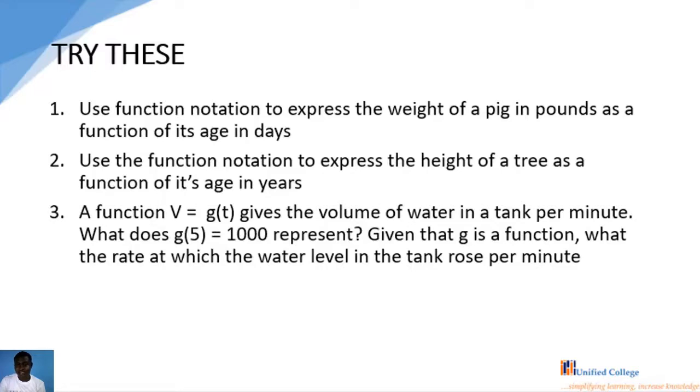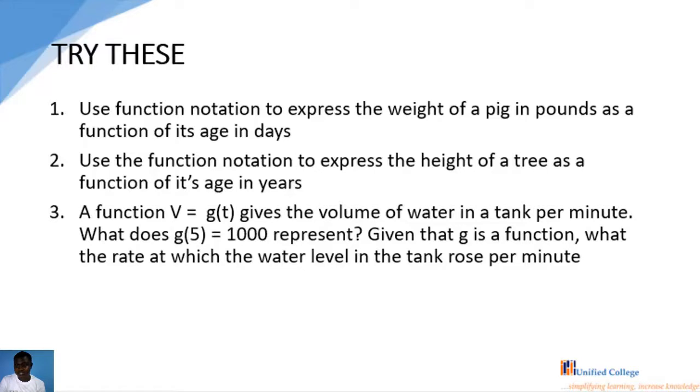Also, number 3, I added some little extension to number 3 to make you stretch the brain a little. The question says a function V equals G of t gives the volume of water in the tank per minute. What does G of 5 equals 1000 represent? I believe this first question is covered in the previous explanation.